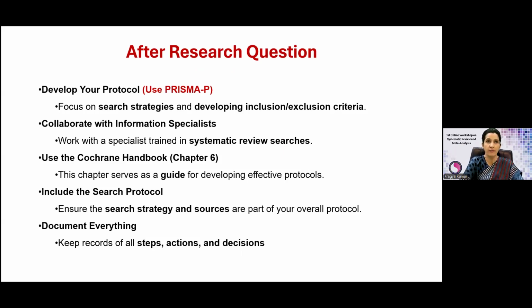So after you have done this research question, you have to develop your protocol. And this protocol, like I said, there is a PRISMA-P, which is the protocol for the PRISMA. This is the reporting guideline for the protocol. And then Cochrane says that you have to collaborate with an information specialist. So what is an information specialist? Generally, it is a librarian or a specialist in the systematic review.